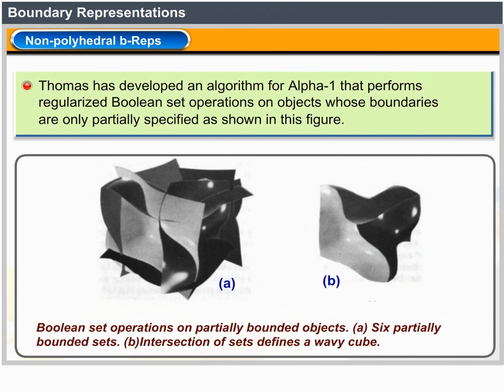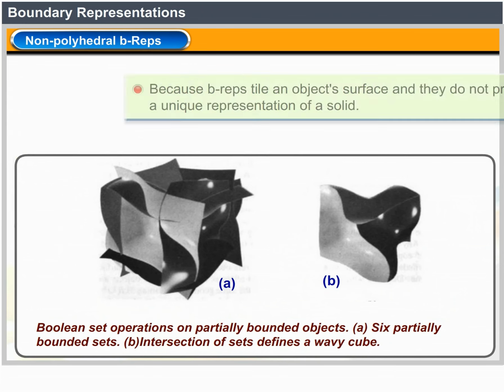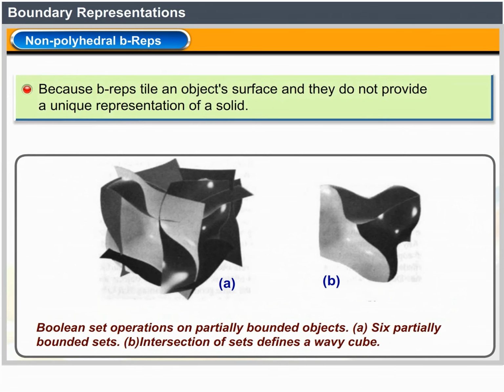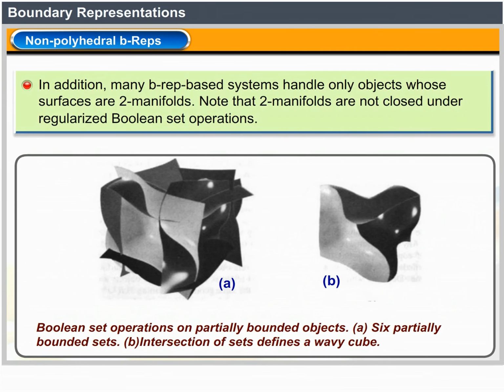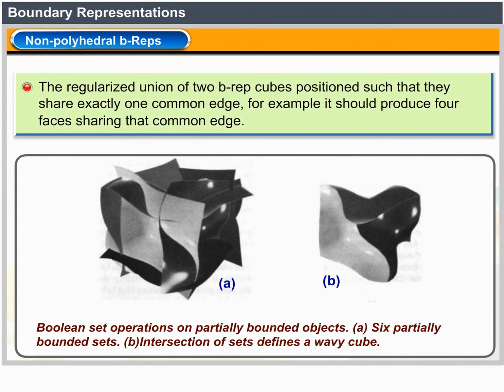Thomas has developed an algorithm for Alpha_1 that performs regularized Boolean set operations on objects whose boundaries are only partially specified, as shown in this figure. Because B-reps tile an object's surface, they do not provide a unique representation of a solid. In addition, many B-rep-based systems handle only objects whose surfaces are two-manifolds. Note that two-manifolds are not closed under regularized Boolean set operations. The regularized union of two B-rep cubes positioned such that they share exactly one common edge, for example, should produce four faces sharing that common edge.